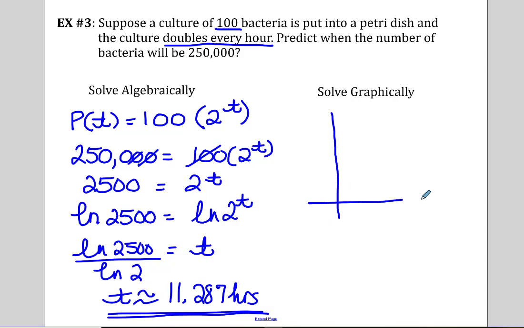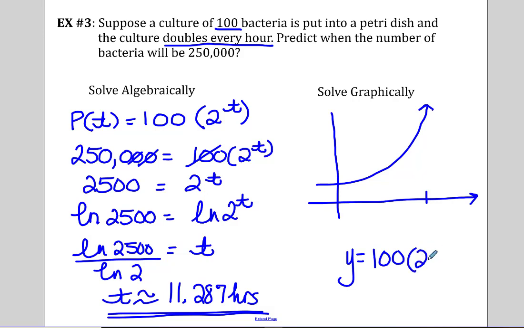I'm going to draw on my calculator the function 100 times 2 to the x power. So that's going to look something like this. This is my function. Y equals 100 times 2 to the x power. So we're calling that y1. And we know the answer is out here somewhere.